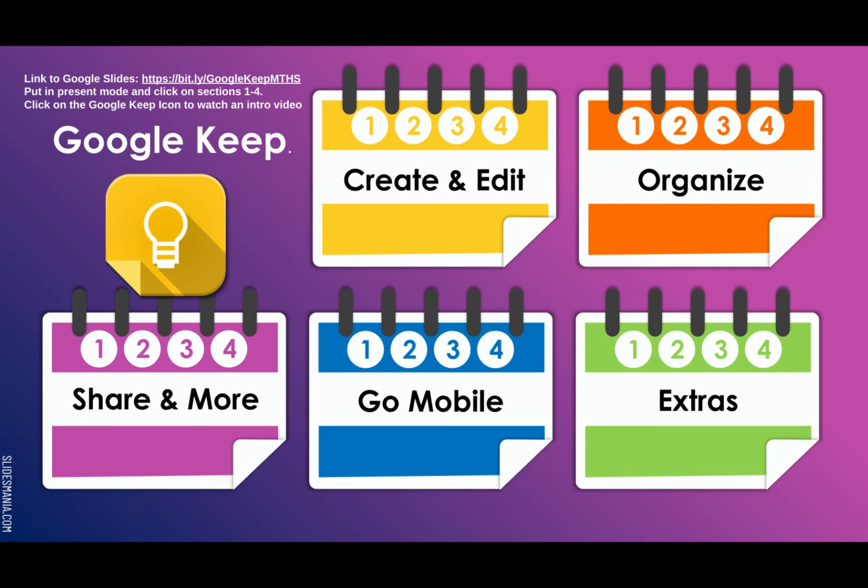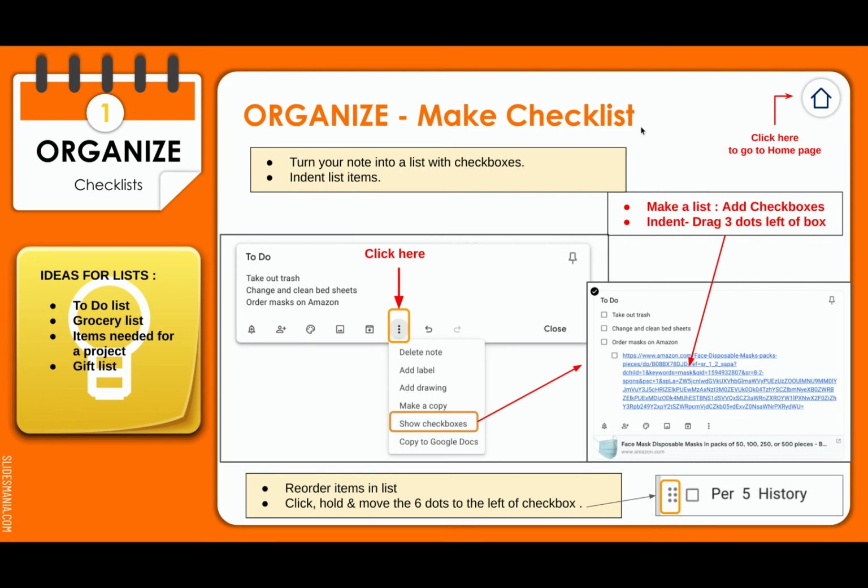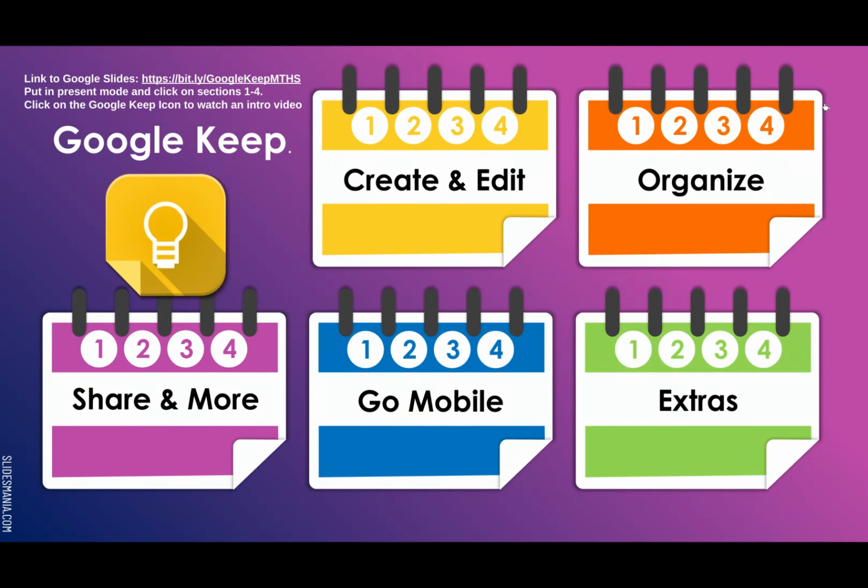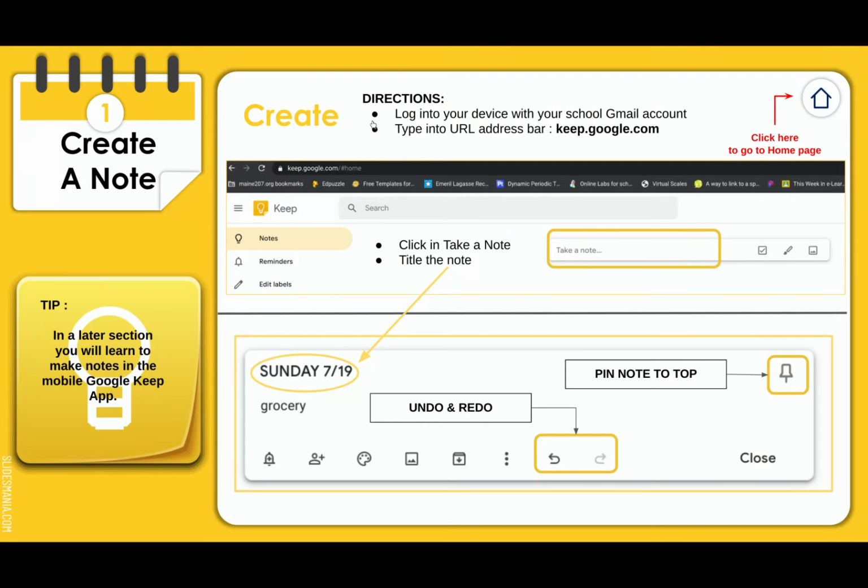When you access the Google Slides, put them in present mode and click on sections 1 through 4. You can also click on the Google Keep icon to watch an introductory video about Google Keep. So for example, if I want to know how to organize my list in Google Keep, I can click on Organize, number 1. It will go to that slide. And when I'm finished, I can click the Home button to return to my table of contents. So let's just dive in and start with Create and Edit.